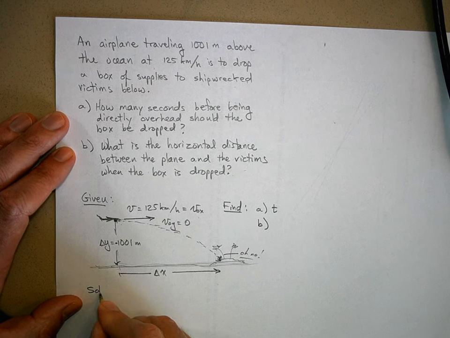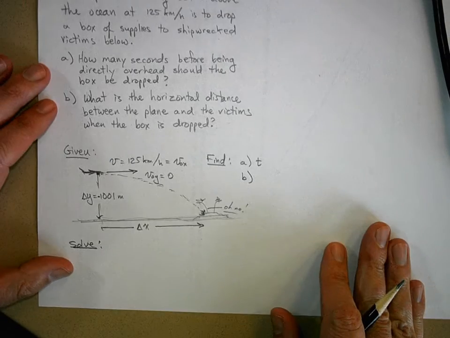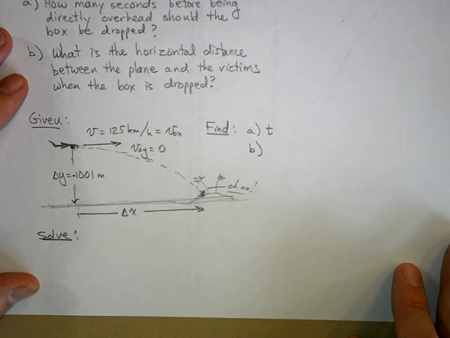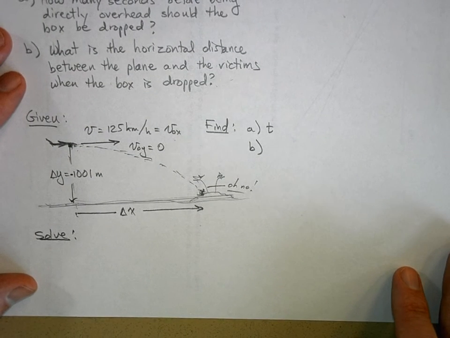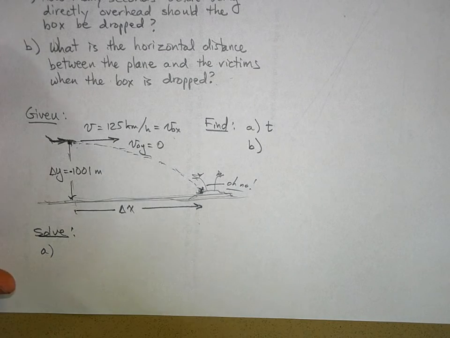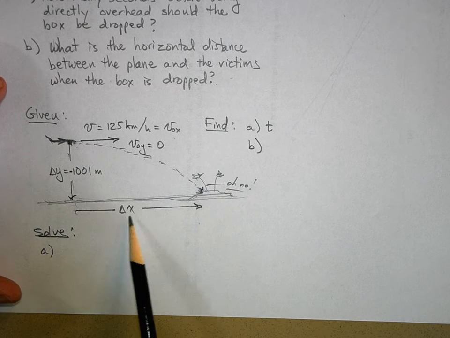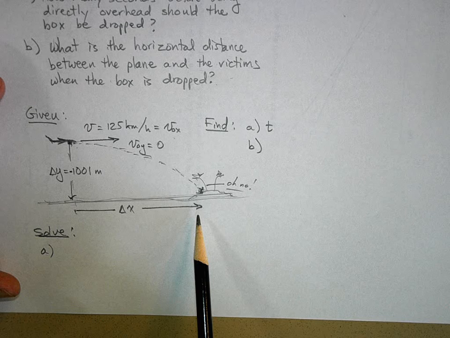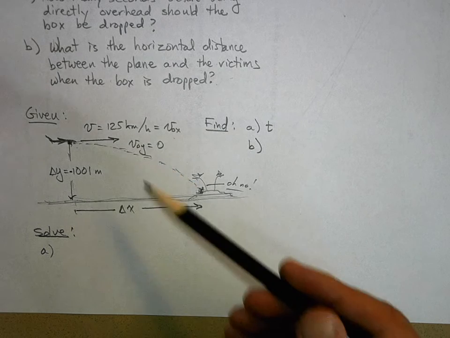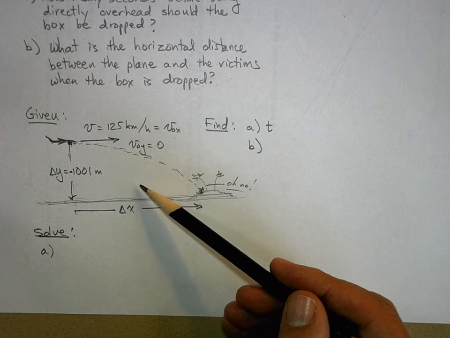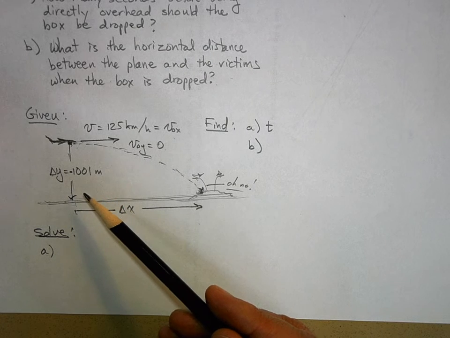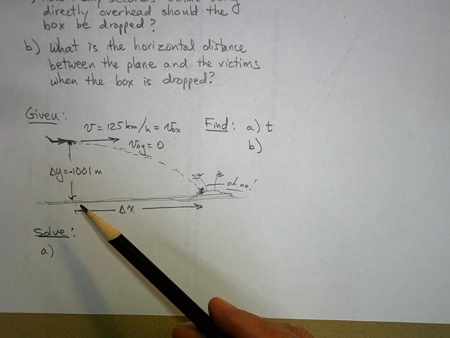So let's solve. Let's solve for A. What do we know? Well, we want time, but we can't really use the horizontal direction because we don't know delta x. That's two unknowns. So we have to look in the y direction. We know the initial velocity in the y direction. We know what the acceleration is in the y direction. And we know the displacement in the y direction. And we're solving for time. What has those four things in it?